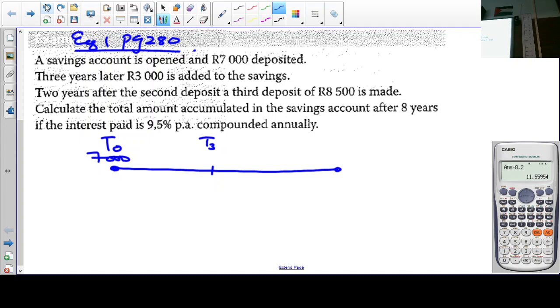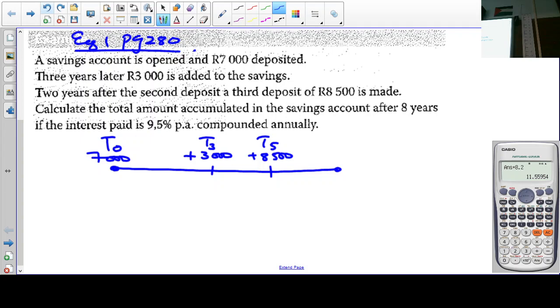3 years later, 3,000 rand is added. I indicate a further deposit with a plus, so I put 3,000 there. If they had said 3 years later 3,000 rand was withdrawn from the account, what would I have put there? Minus 3,000. You all understand? Alright. 2 years after the second deposit, a third deposit of 8,500 rand is made. So what do I write here? T5. Why? Because that's 2 years after this deposit was made. It's the third deposit, again with a plus, 8,500 rand.